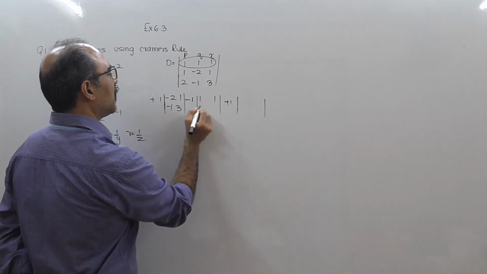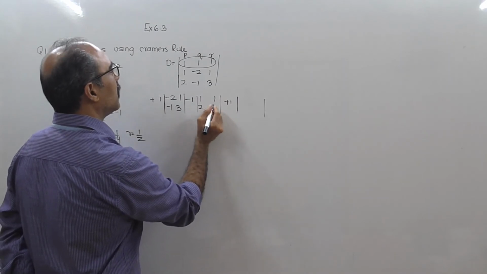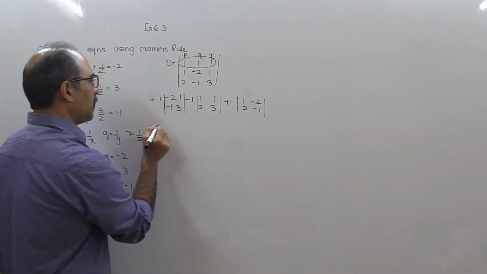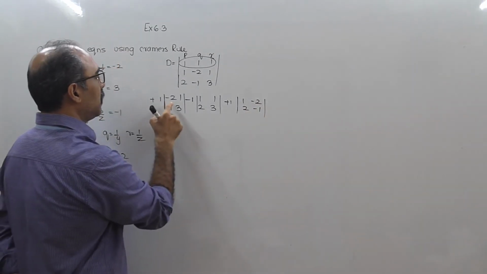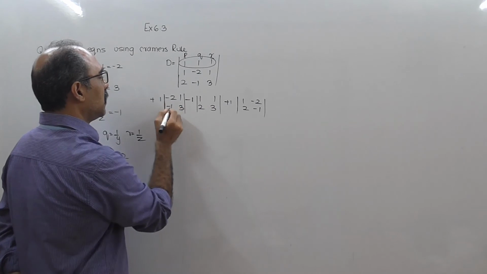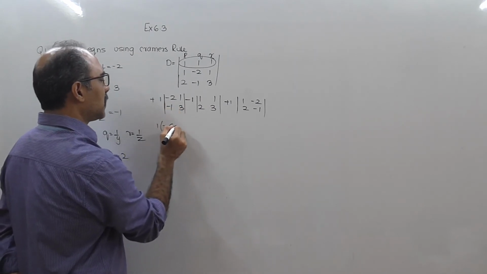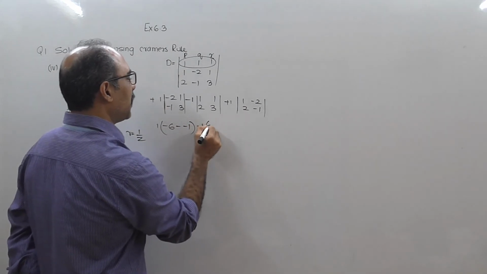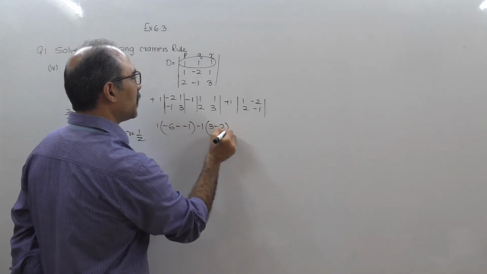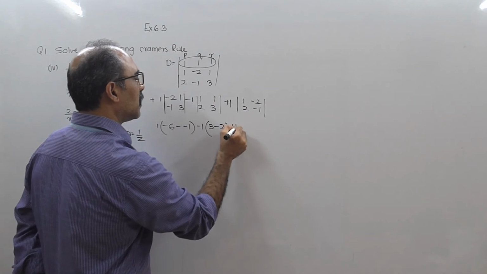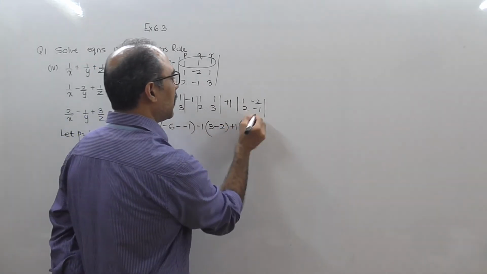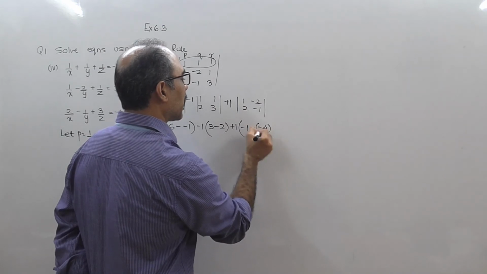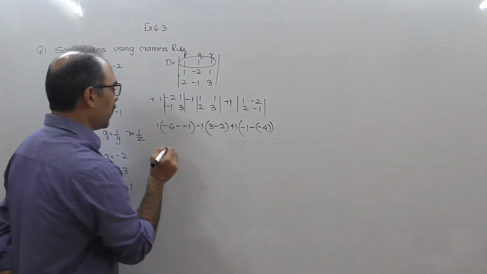This will be 1, 1, 2, 3, and last will be 1, minus 2, 2, minus 1. So this will come 1, minus 2 into 3 is minus 6, minus 1 into minus 1 is minus 1, minus 1, 3 ones are 3, minus 2 into 1 is 2, plus 1. I think 1 into minus 1 is minus 1, minus 4 will come, because 2 into minus 2 will give you minus 4.